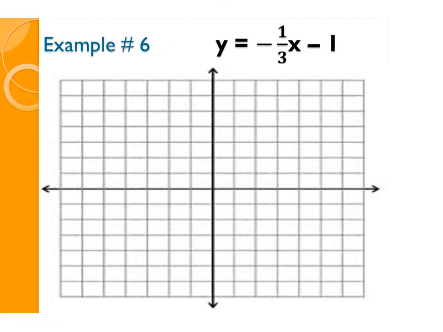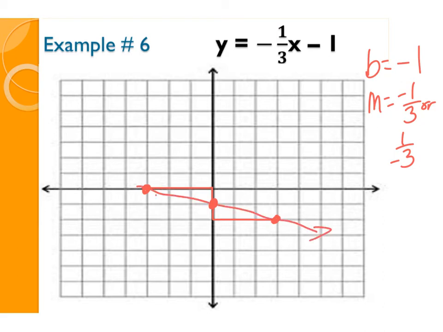Example number 6. Your b is negative 1. Your slope is negative 1 over 3, or 1 over negative 3. So b is negative 1. I'm going to go down 1 and over 3. Then I'm going to go up 1 and then to the left 3. If I had a ruler, it would be a lot straighter.